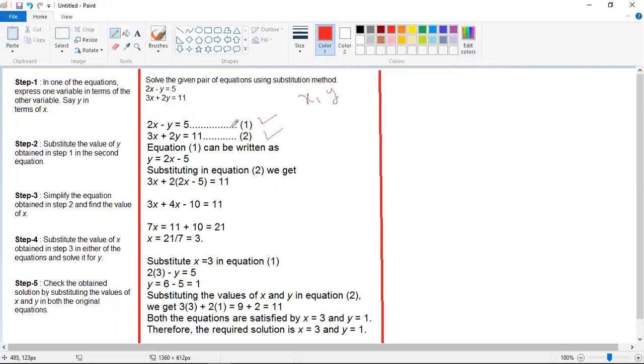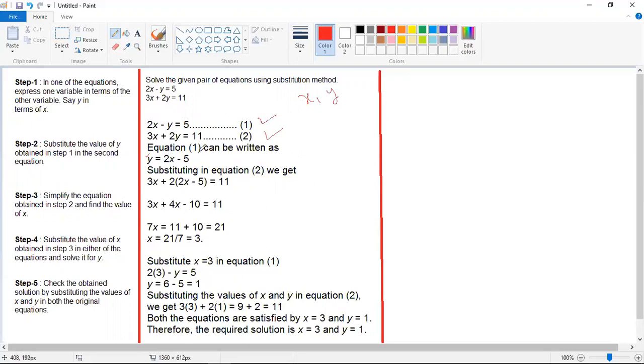We have two equations. The first equation is 2x minus y is equal to 5, let's say equation 1, and 3x plus 2y is equal to 11, let's say equation 2. Now, equation 1 can be written as y is equal to 2x minus 5. See here, in step 1, in one of the equations, express one variable in terms of the other variable. Here I wrote the y variable in terms of the x variable.